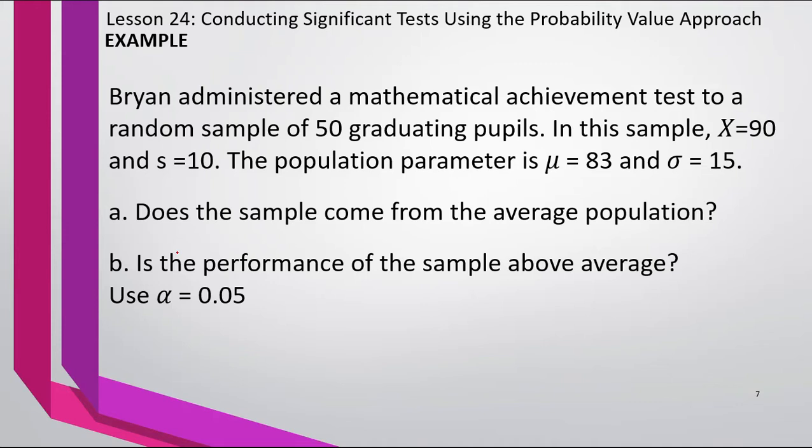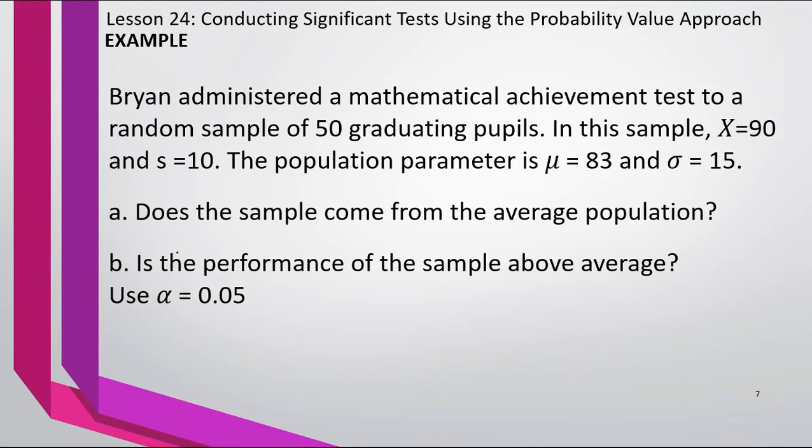So, nag-administer daw si Brian ng isang achievement test sa 50 graduating pupils. Ngayon, doon daw sa sample, nakakakuha daw siya ng mean na 90 at sample standard deviation na 10. Ang population parameter naman sa isang banda ay ang mean ay 83 at ang standard deviation ay 15. Galing daw ba yung sample mula sa average population? Yun ang tinatanong. So, in order for us to know the answer, we will use the probability value approach.